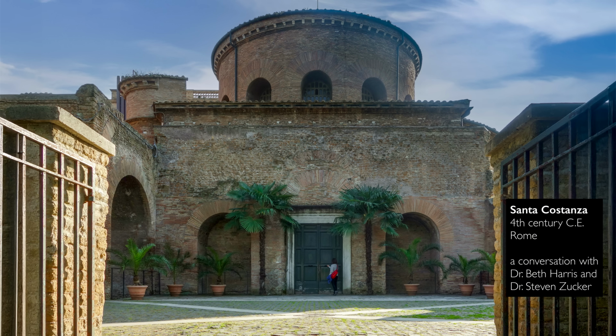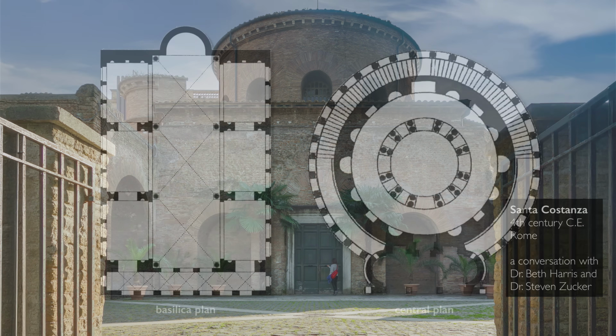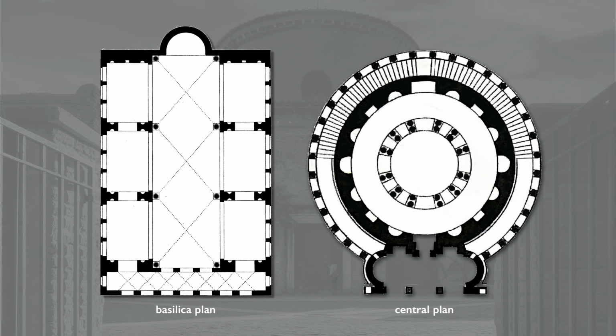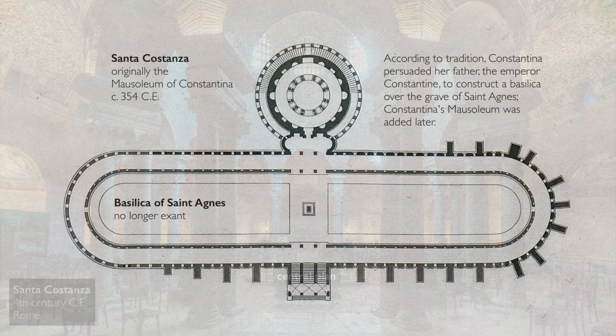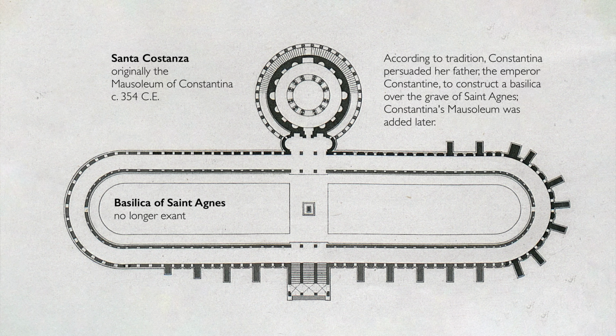So when we think about Christian churches, we think about essentially two different types of buildings. The one we're most familiar with is a basilica. The other type is a centrally planned structure, and that's what we're in here at Santa Costanza. And it's important to understand that this building was not built as a church.